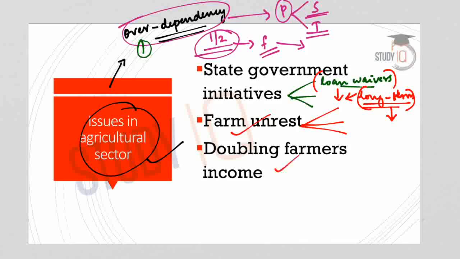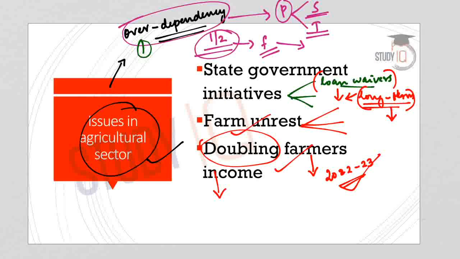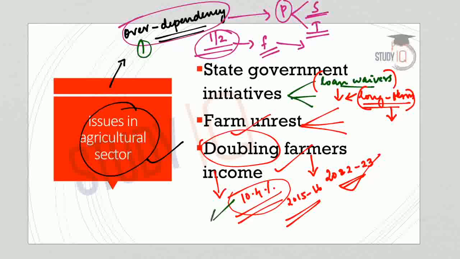Now, another issue is the government's target of doubling the farmers' income by 2022-23. The expert committee on doubling farmers' income has stated that in order to achieve this target by 2022, the agricultural growth rate should be at least 10.4% per annum from a base period of 2015-16. Now, if we compare this with the present agricultural sector growth rates, this is not enough to meet the target of the government.